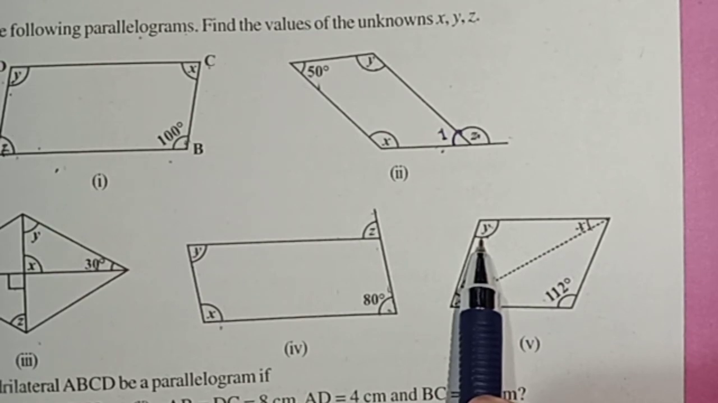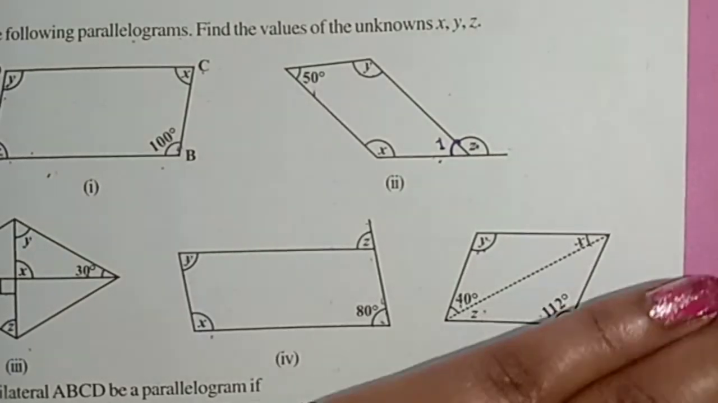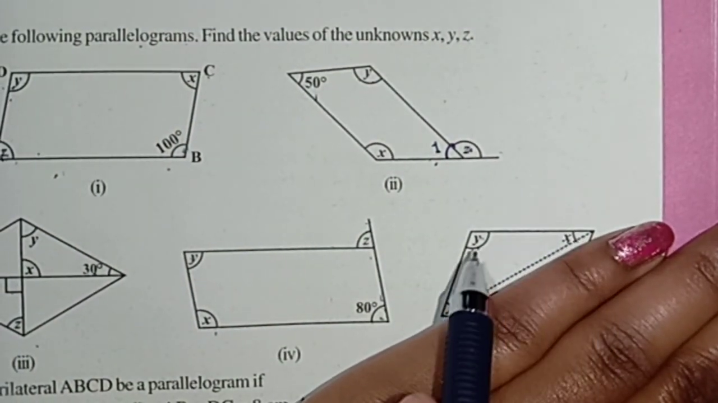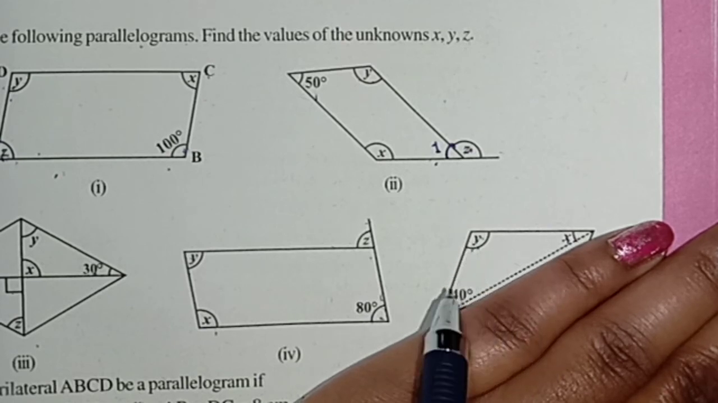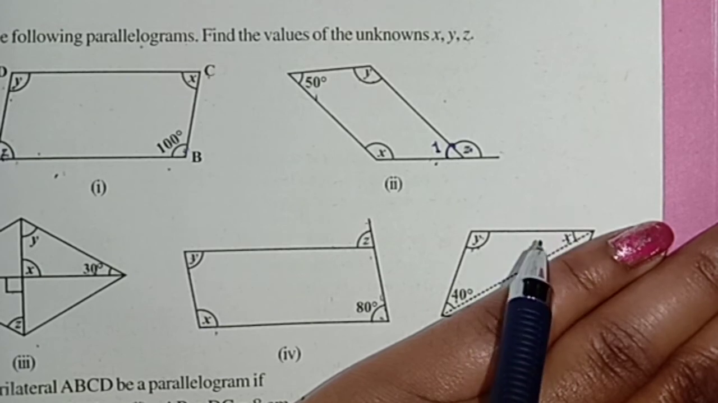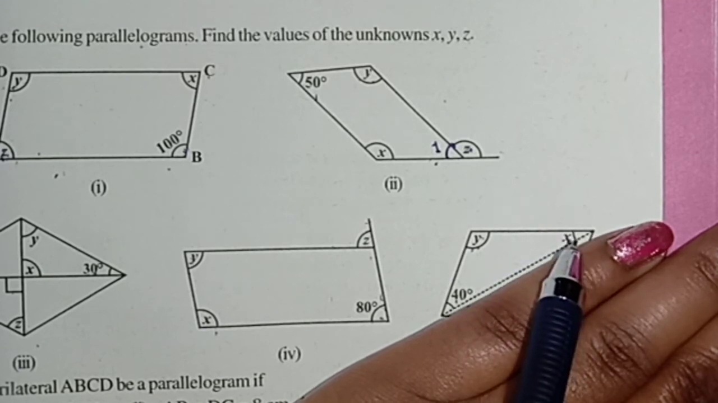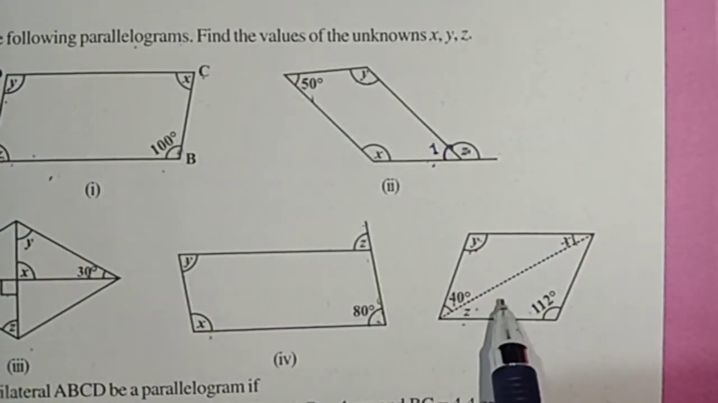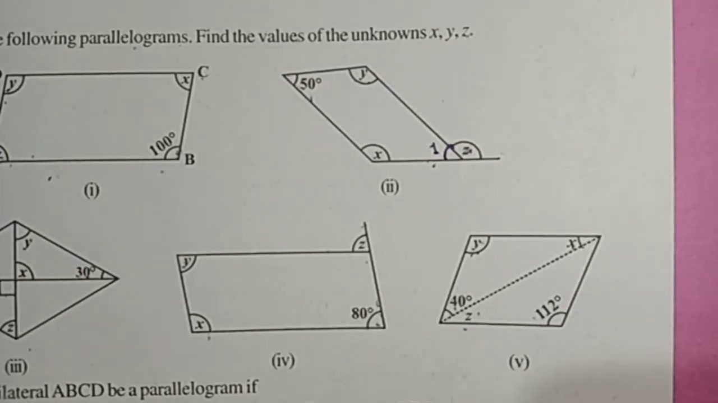After getting this 112 degrees, we have values for this angle and this angle. So we can apply the sum of the angles of a triangle is equal to 180 degrees, for these three angles. It looks like a triangle. So we'll get the value for X. After getting X, it's easy to get the value for Z. How? Alternate angles are equal. So let's see the solution.